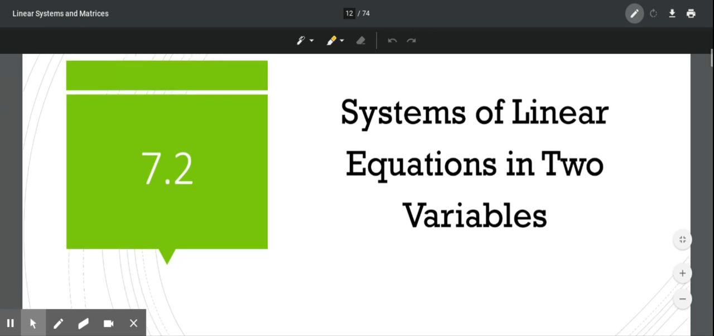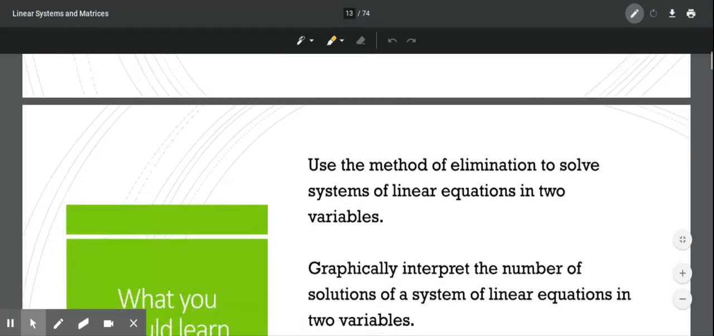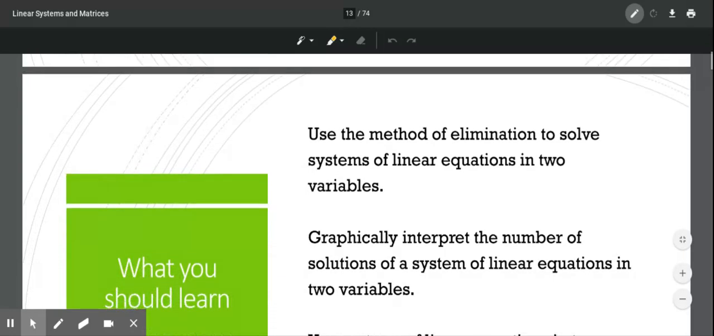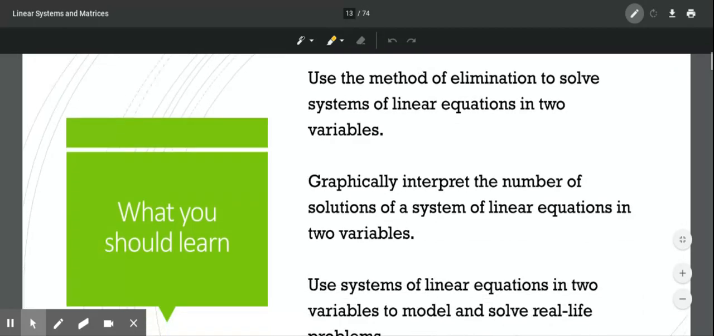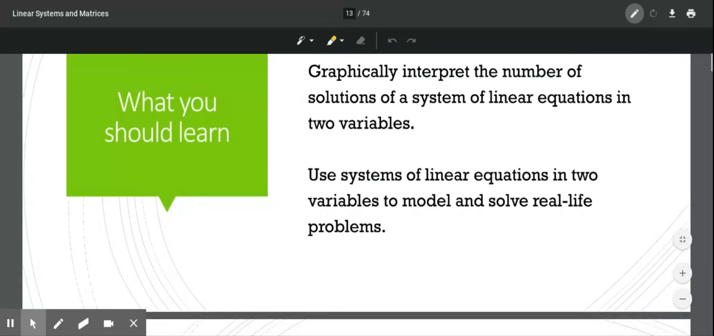So in section 7.2, we're going to continue to look at linear systems of equations with two variables. In this section, we will really look at the method of elimination, trying to eliminate one of the variables and solving for the other, and then substituting back in. We'll look graphically at what different types of solutions you might have, and then we'll just apply this to a couple story problems.